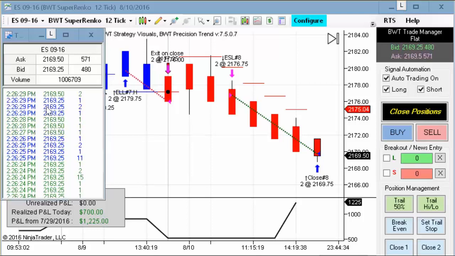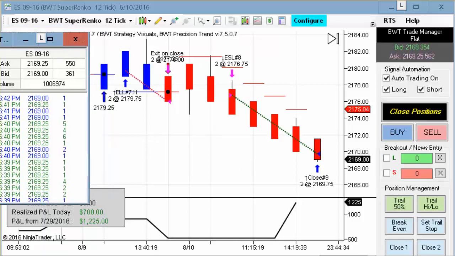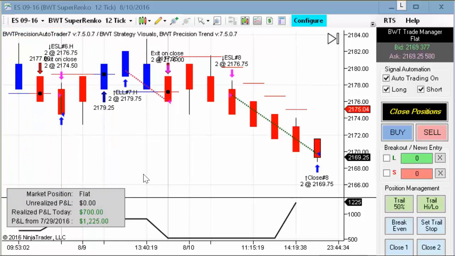Here's our time and sales, trading within a tick of that, at 2169.75. So once again, no market replay here. We just don't do that. So a closed P&L is $700 on the ES Super 12 tick.